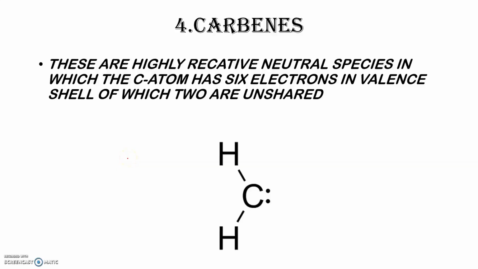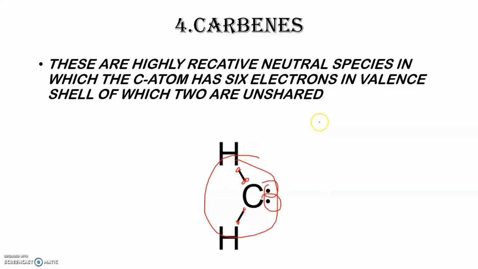Next, we'll see about carbenes. Carbene is a highly reactive, highly unstable molecule containing a neutral carbon attached to two other atoms or group of atoms. It has two unshared electrons, so the valence shell of carbon has 6 electrons in total. As we can see here, two electrons are here and the other 4 electrons will be here. So it has 6 electrons in its valence shell. Now let's see the formation of carbene.